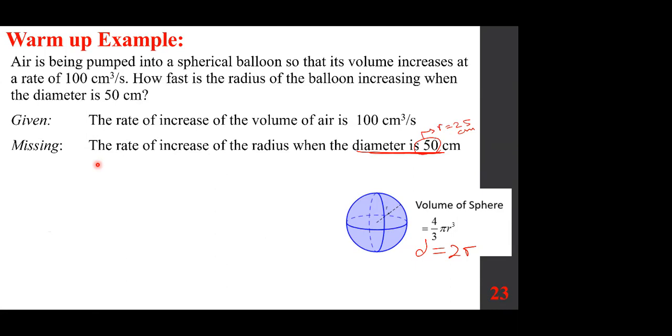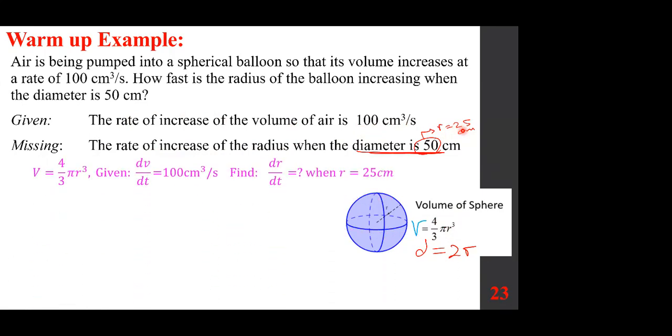So here's what happens with this question. The rate of the increase of the volume of the air is this. So how do you write this? The rate of increase of the volume, that means dV/dt is 100 cubic centimeters per second. Of course, we wrote this relationship. It's important. The volume V is 4/3 pi r cubed. So dV/dt is given. So what is missing? dr/dt. At what point? When the radius is 25 centimeters.